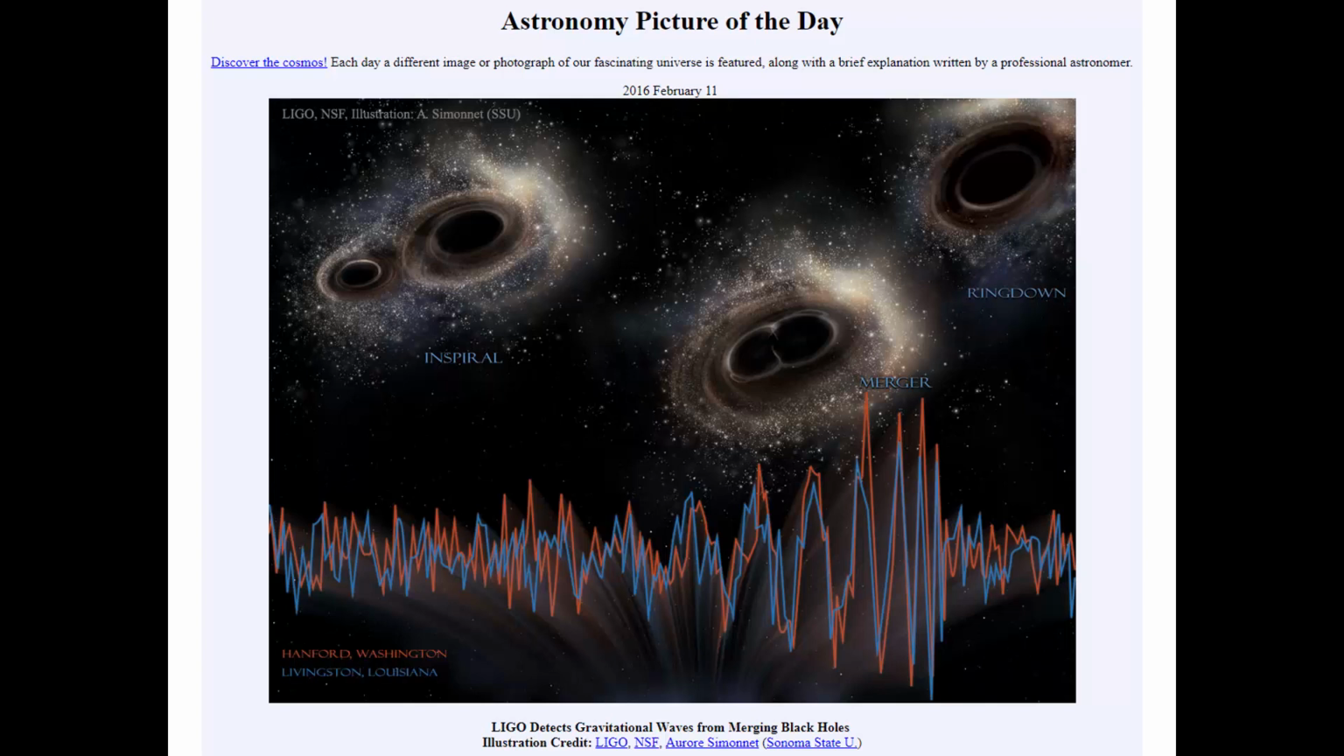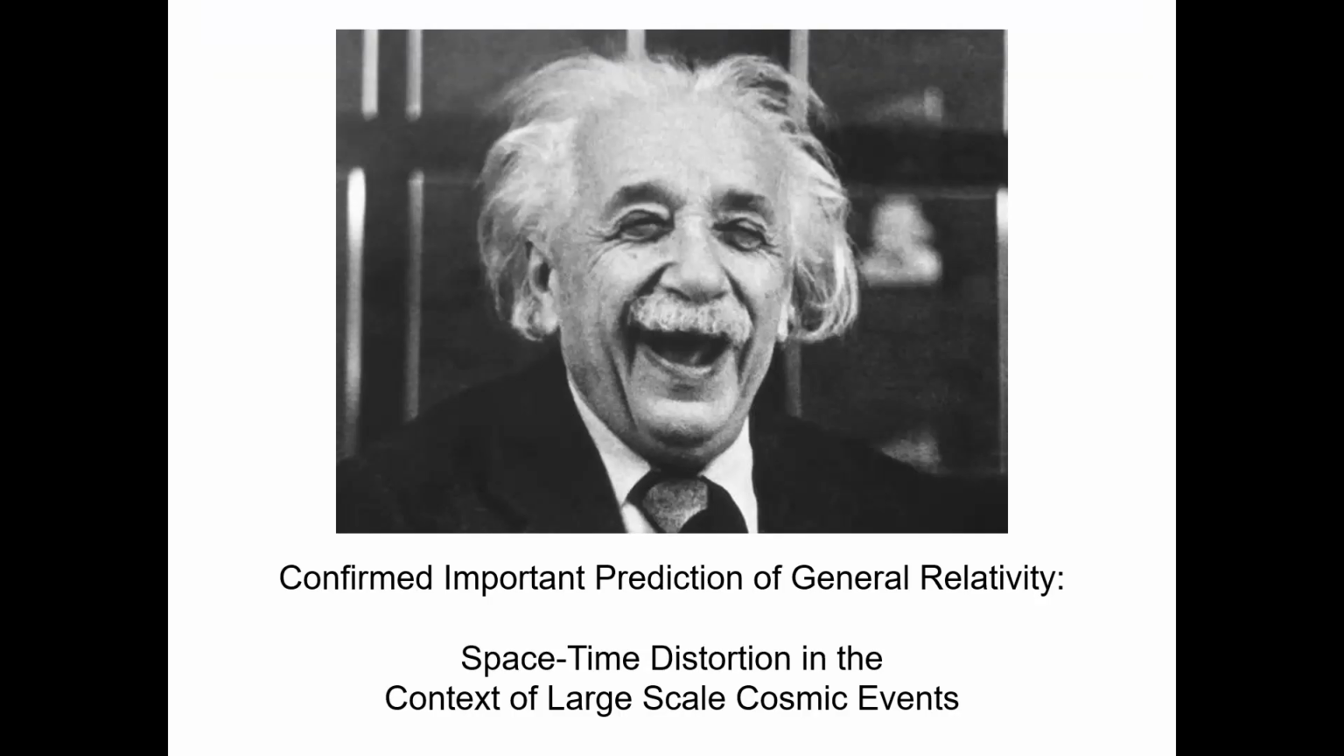Anyways, it's interesting stuff. What the LIGO experiment did was detect gravitational waves, and they proposed that they're from merging black holes. And this confirmed an important prediction of general relativity, which is that there's space-time distortion in the context of large-scale cosmic events, which would make Einstein happy.